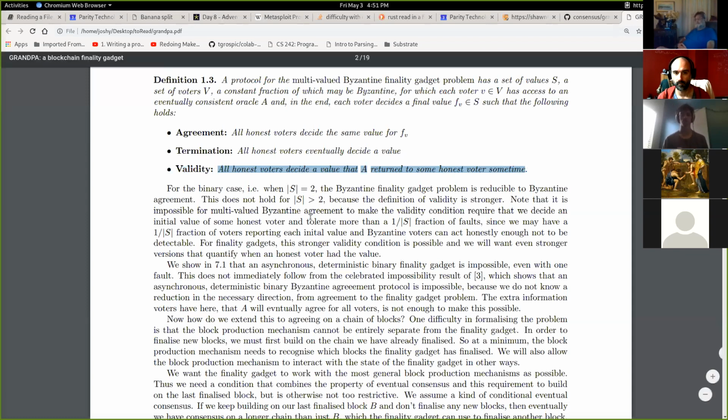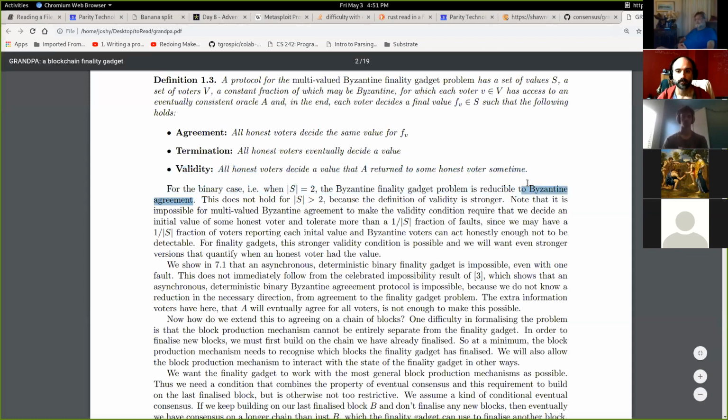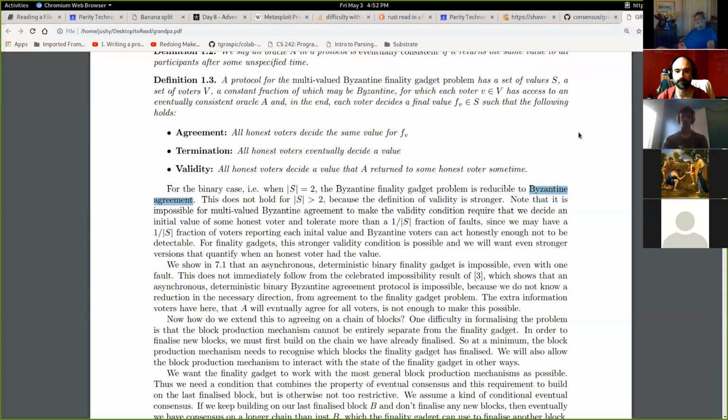Well, maybe the question is, what the heck is Byzantine agreement, actually, now that I think about it? Is that like the original Byzantine generals problem, or a solution to that problem? And what exactly is the solution? I don't know. Me too.